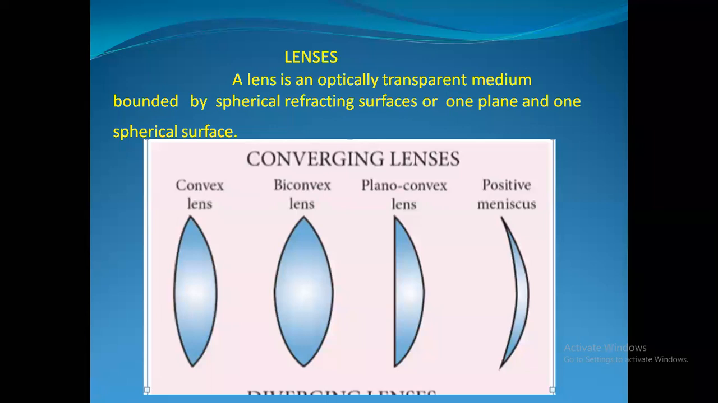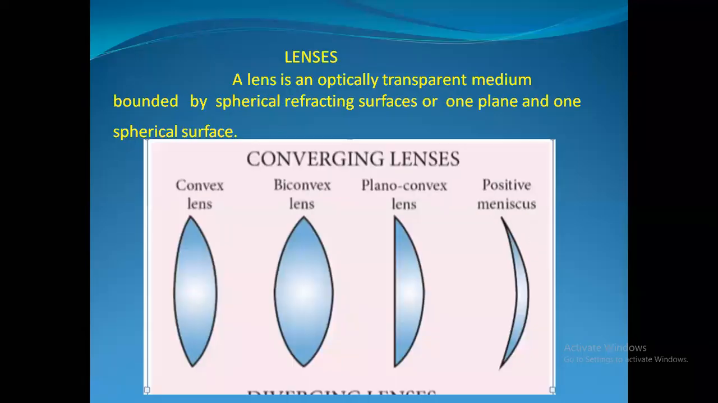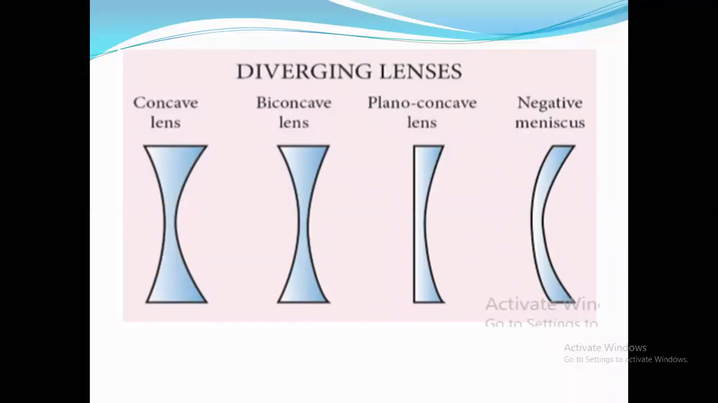What is lens? Lens is an optically transparent medium bounded by two spherical refracting surfaces, not reflecting surfaces, or one plane and one spherical surface. The first one is the converging lens. Converging means these lenses can converge the light rays. Next one is diverging lenses.